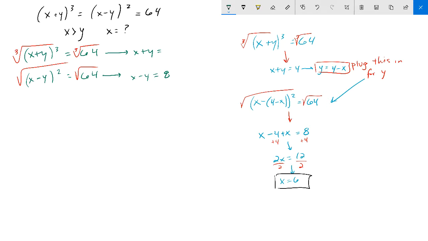That leaves us with x minus y equals 8 on the bottom. Square root of 64 is 8. And x plus y is equal to the cubed root of 64 on the top. How do we know the cubed root of 64?